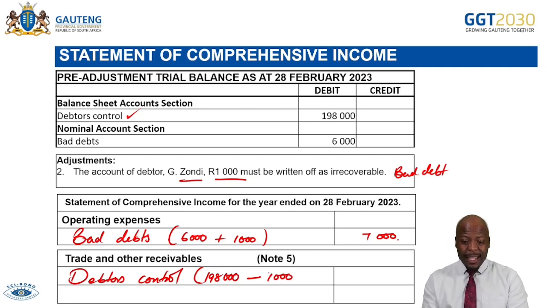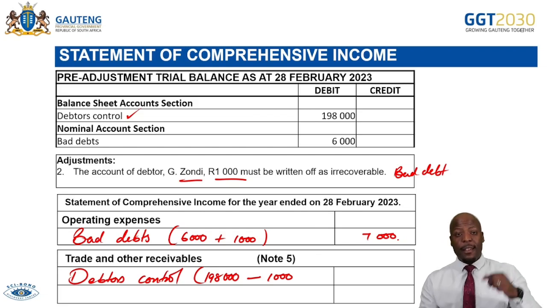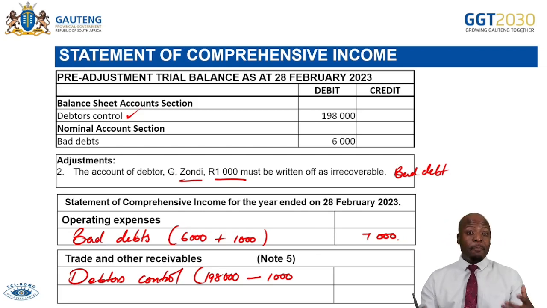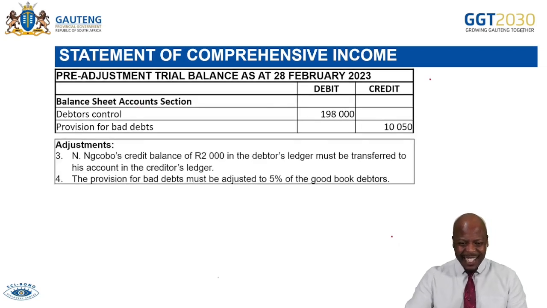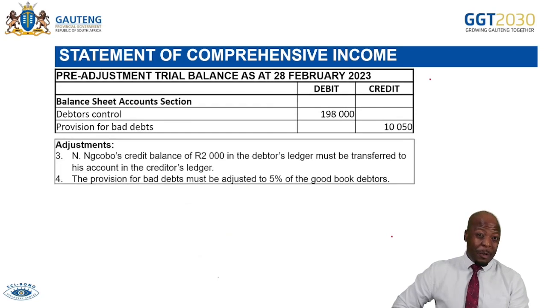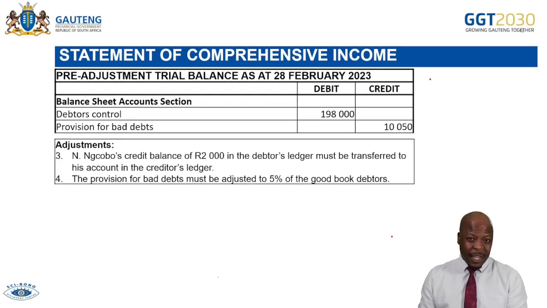Are you still with me? That is how you would adjust this adjustment. First, in the statement of comprehensive income, there's bad debt. Secondly, under your trade and other receivables. That is note number 5. Are we good? All right, let's move on to the next one. The next one is adjustment number 3, and we want to do adjustment number 4. But let's see how it goes, okay?